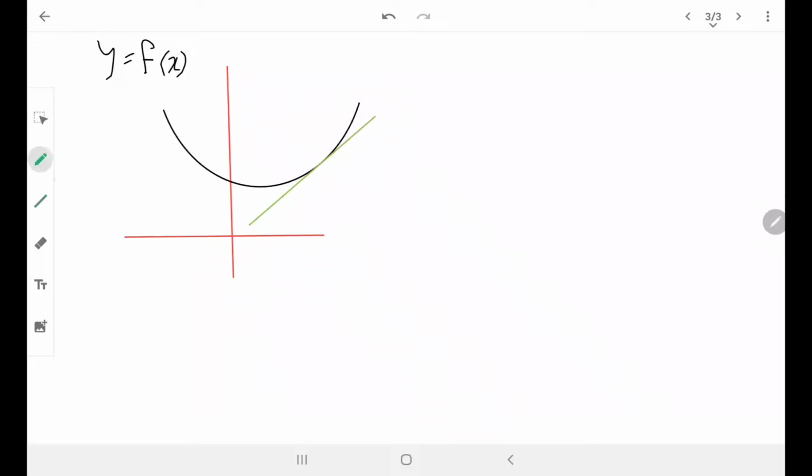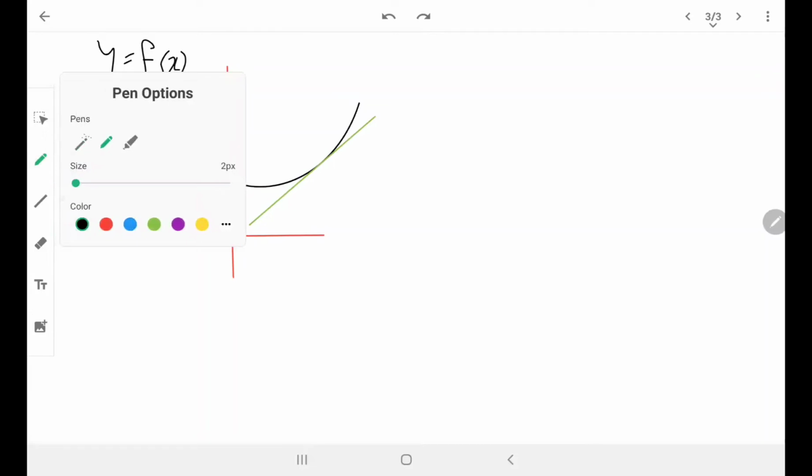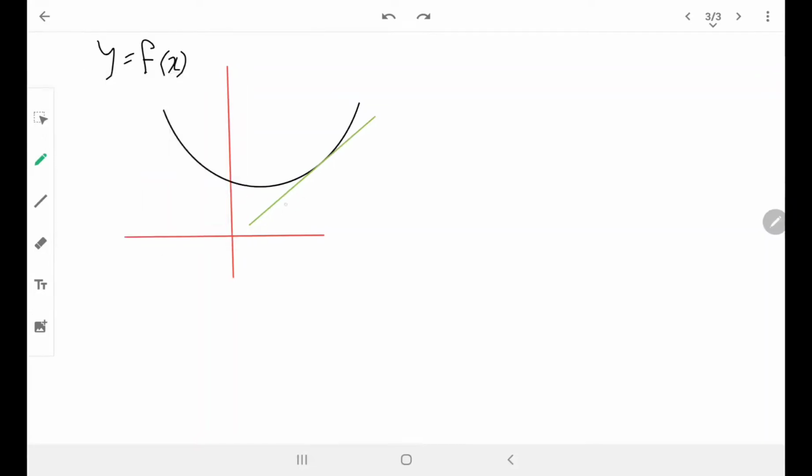So delete that. I want green, and this is what's called your gradient. And your gradient will have an equation of y equals mx plus c, where m is your gradient and c is your y intercept.